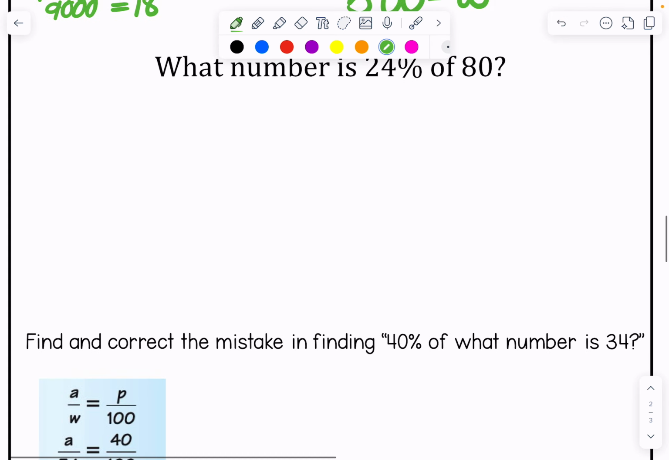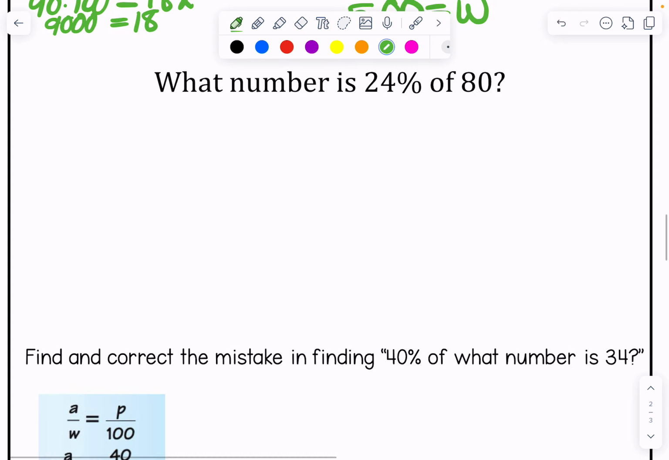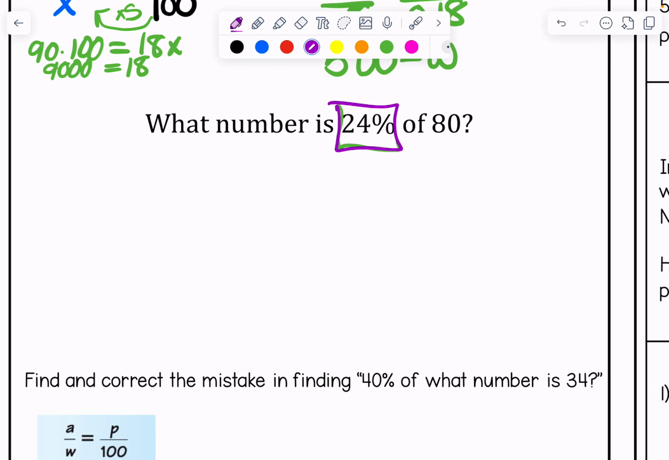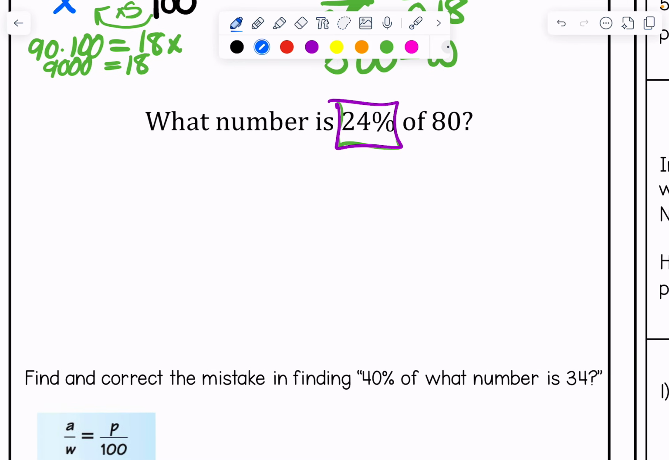If we look at this one, what number is 24% of 80? So again, I see a percent. So I'm going to box that. And then now it says what number is 24% of 80? So on this one, I actually have the whole, so 80 is representing my whole. And I'm trying to figure out what the part is that's equal to that.